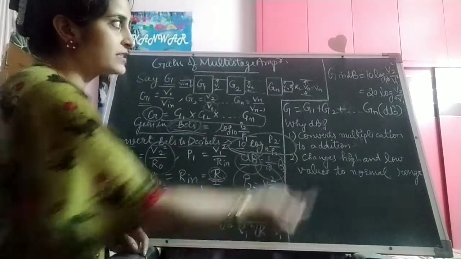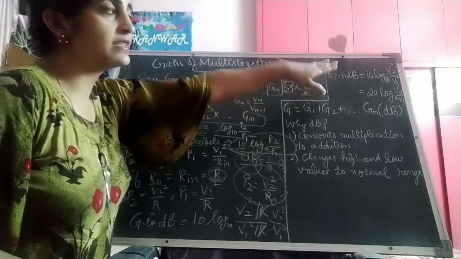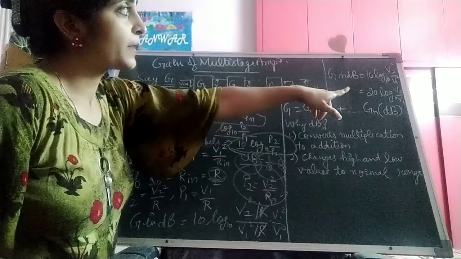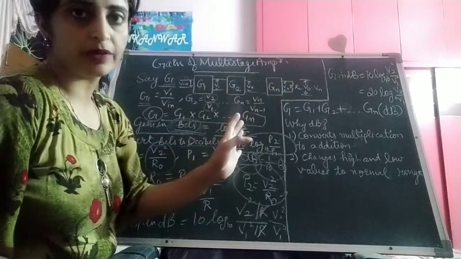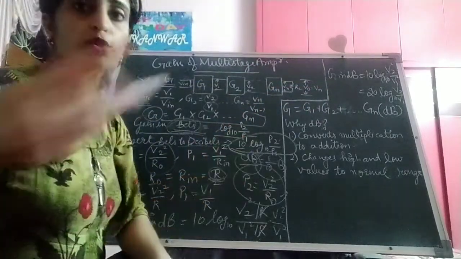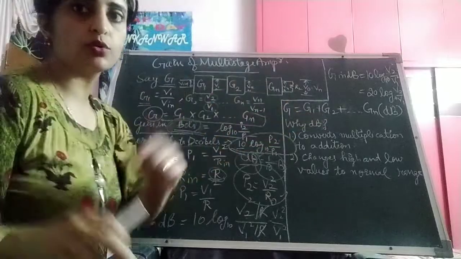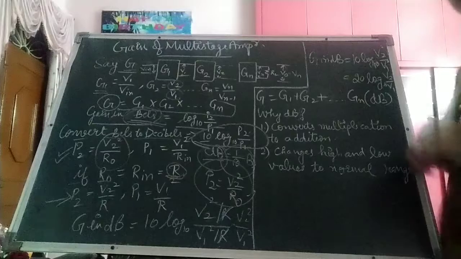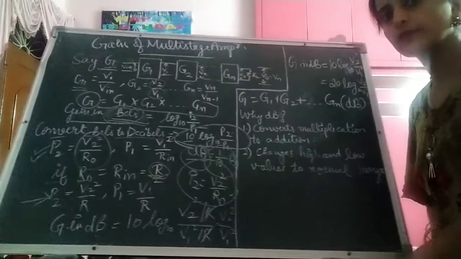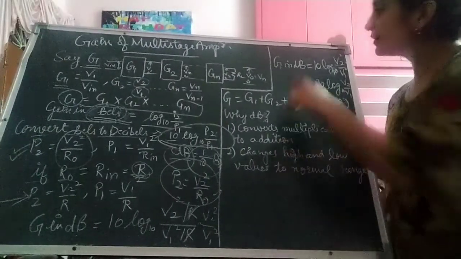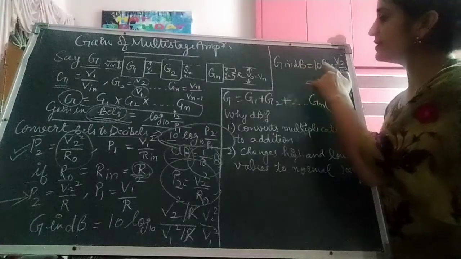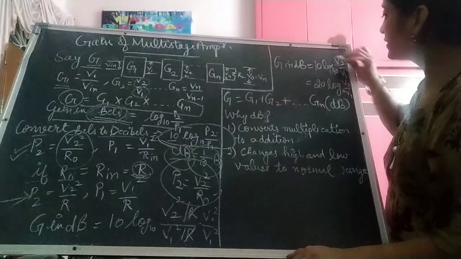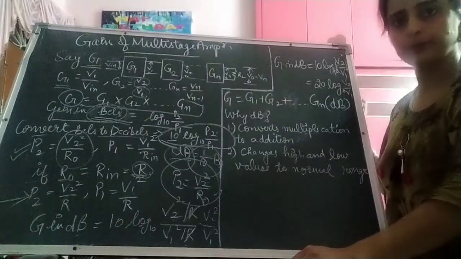So we can write it combined. The gain in dBs is equal to 10 log base 10 of V2 by V1 whole square. We can write it like this also. So let me come to that side and I will explain this. I hope this is visible to you all. So the gain in dBs is equal to 10 log base 10 of V2 over V1 whole square, right?